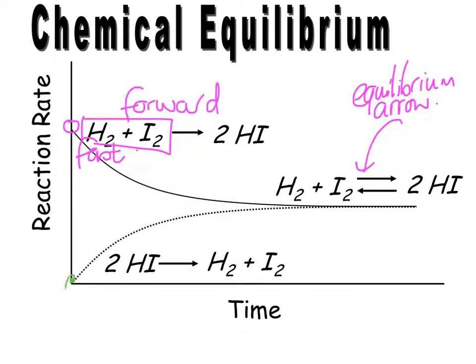So the reverse reaction always starts at 0 because the rate of that reaction will slowly speed up, get faster and faster and faster. At the point, remember our definition on the last slide, where the forward reaction rate is equal to the reverse reaction rate, both of them have exactly the same value, that is your point of equilibrium.